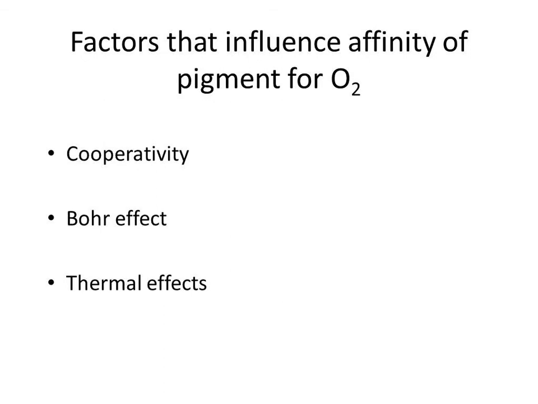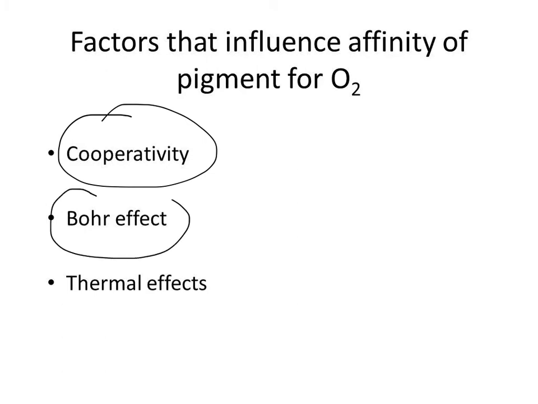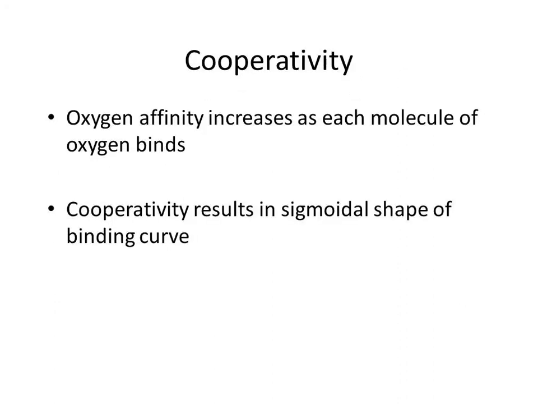There are many factors that can influence the affinity of a pigment for oxygen, and one of which is cooperativity. We're also going to look at something called the Bohr effect, and then we're also going to look at effects of temperature on affinity and how it influences the affinity of a pigment for oxygen. Now let's look at cooperativity first.